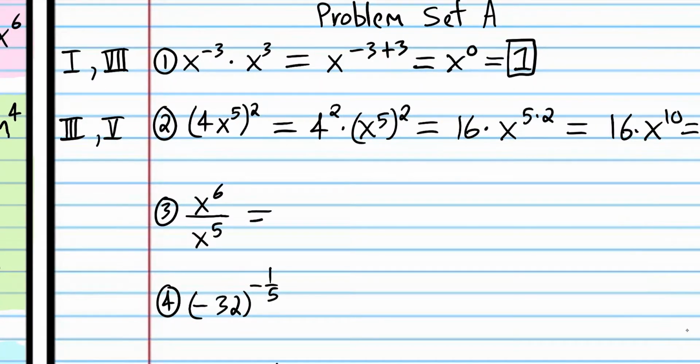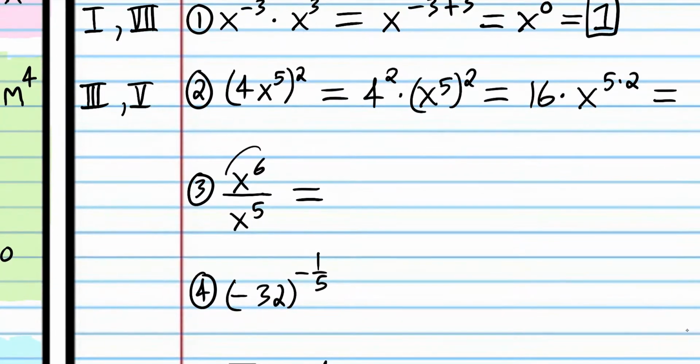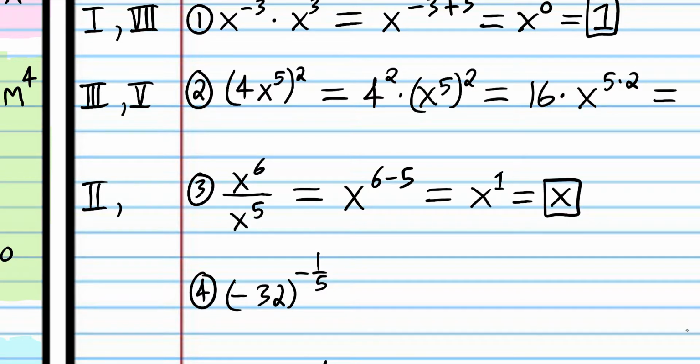Okay, so now we're dividing one power by another power, so we just subtract the exponents. But that's rule number 2. So we get x to the 6 minus 5. And then, well, first of all, let's simplify. So we have x to the first power. Anything raised to the first power is just equal to that number. And that is rule number 6.